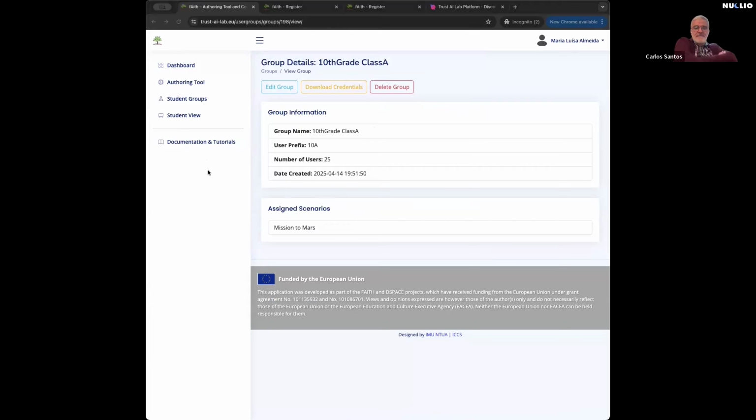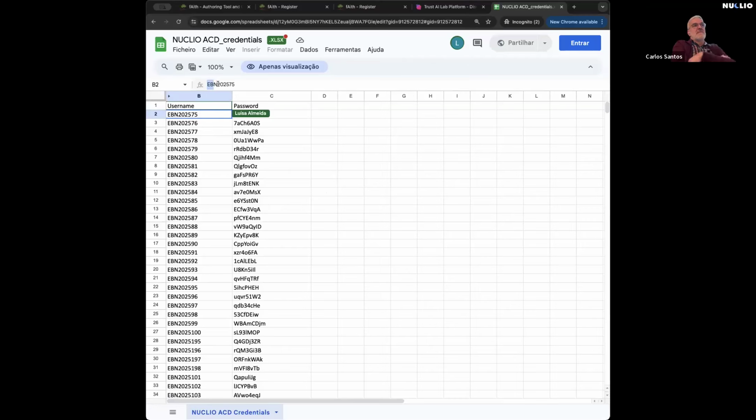I'm just going to hide my first column. Okay, this is what you will get. You will get an Excel file that has a username and a password. In your case, all of them will have 10A because that's the prefix that you chose. In this case, the prefix was EBN 2025, and it created all these numbers and passwords.